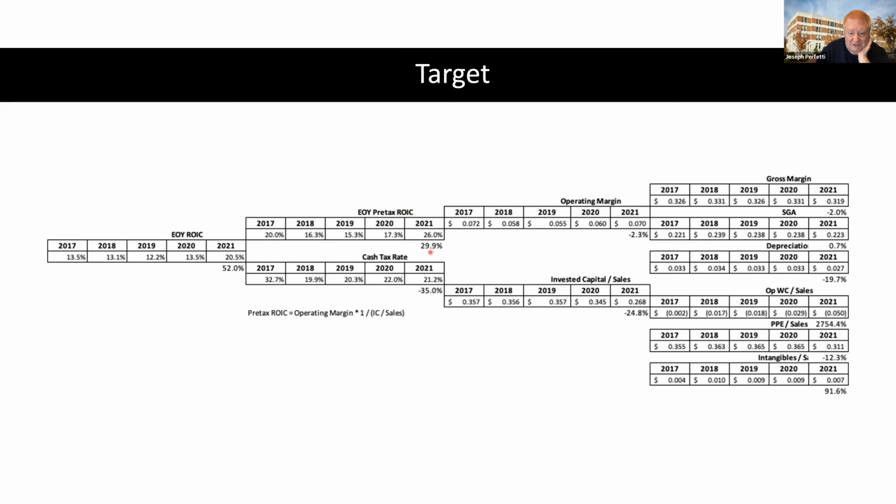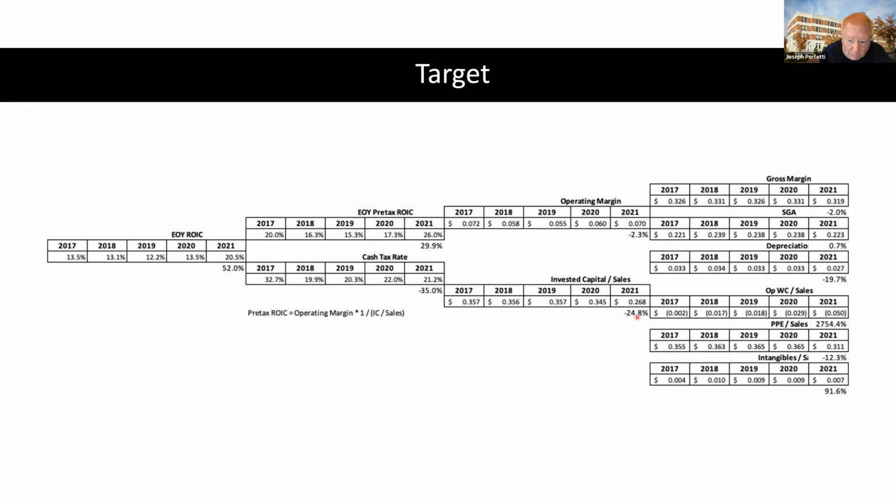Why did the operations get better? Drivers 2 and 3, margin and productivity. Margin at Target went from 7.2 cents to 7%. Their margin went down by 2.3 cents. That did not help their pre-tax ROIC; that would have hurt it. So the entire improvement in pre-tax ROIC was productivity. Invested capital to sales going from 35.7 to 26.8, a 24.8% improvement in invested capital to sales. That's why their pre-tax ROIC went up. All of it. That's what we finished with the first level analysis.